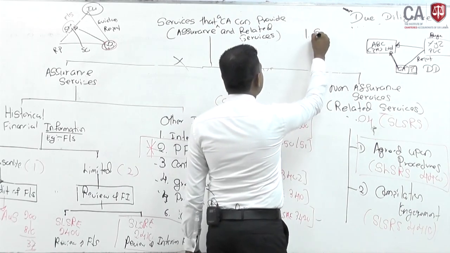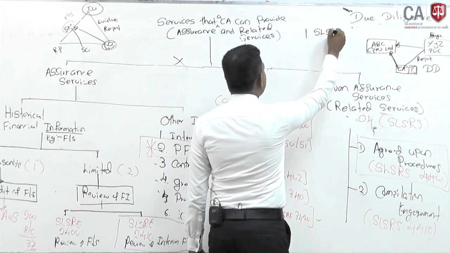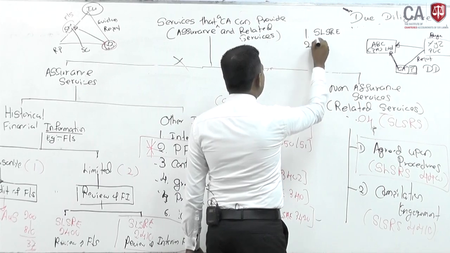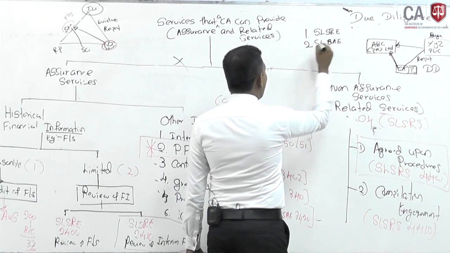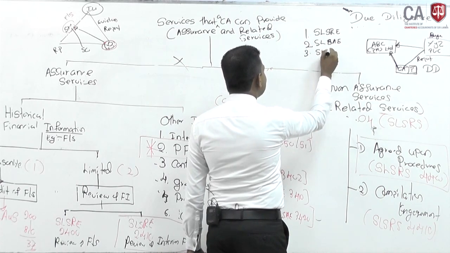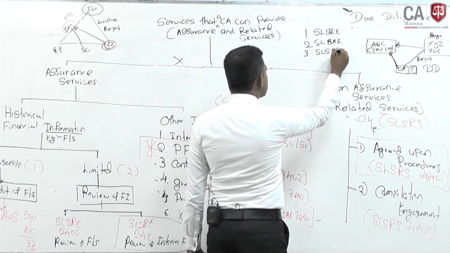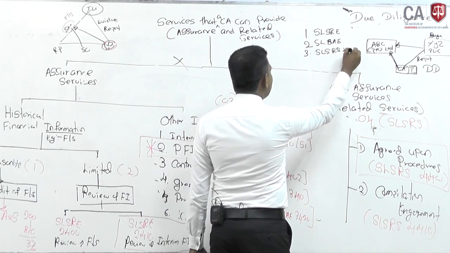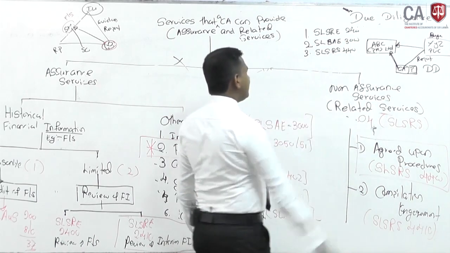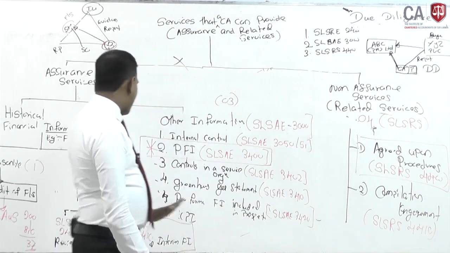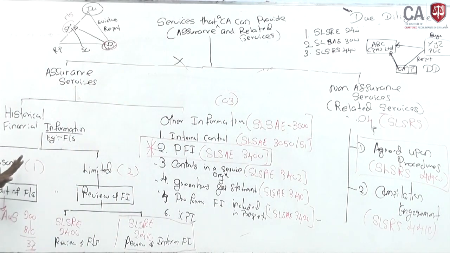One is apply Sri Lanka standard on review engagement. Number two, Sri Lanka standard on assurance engagement. Or Sri Lanka standard on related services 4400, or 2400, or 3000. Right? What to be applied? But anyway, you can't use audit. Audit word cannot be used.